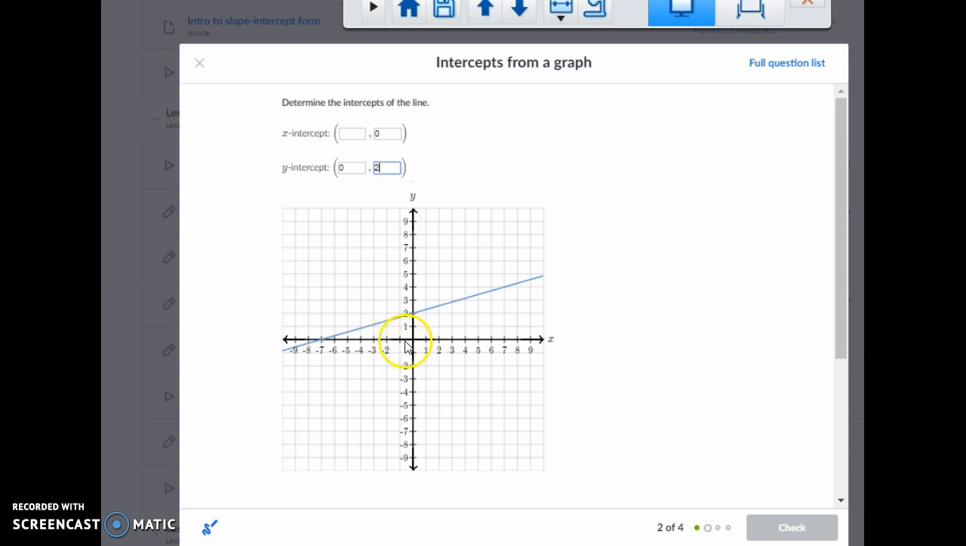Over here, you go -7. The blue line crosses at -7. And that is your x-intercept because it's where it crosses the x-axis.